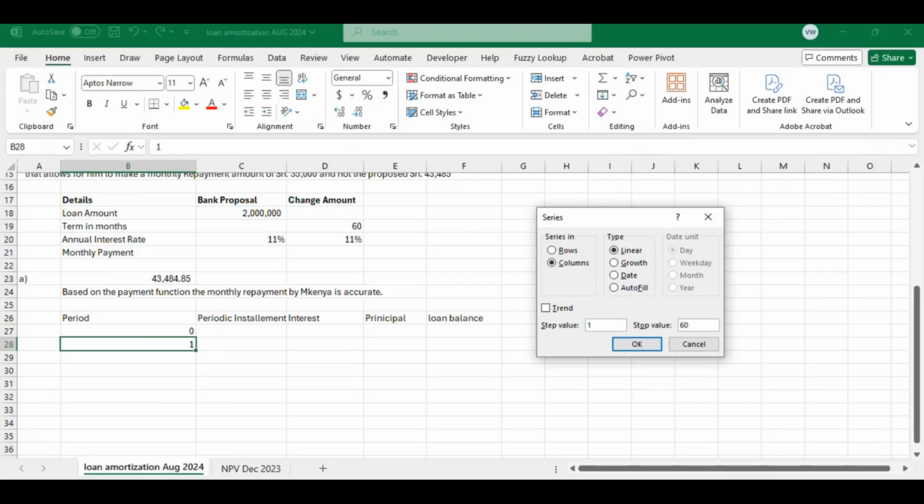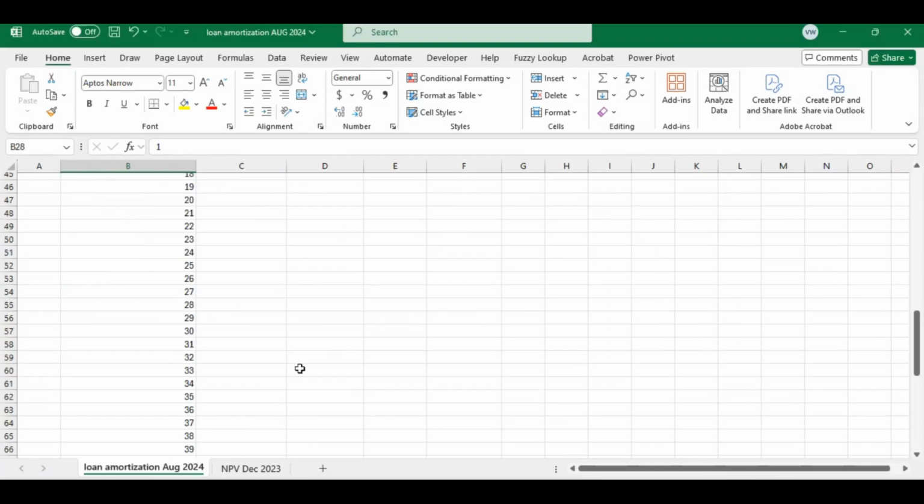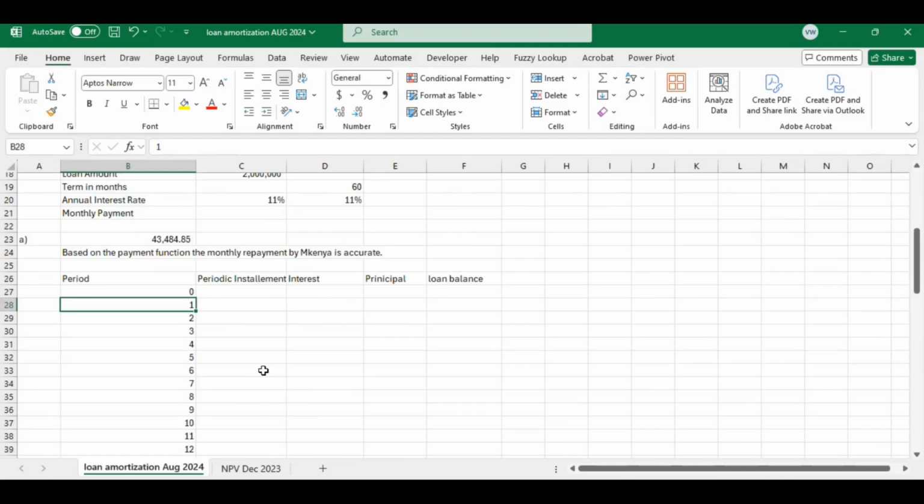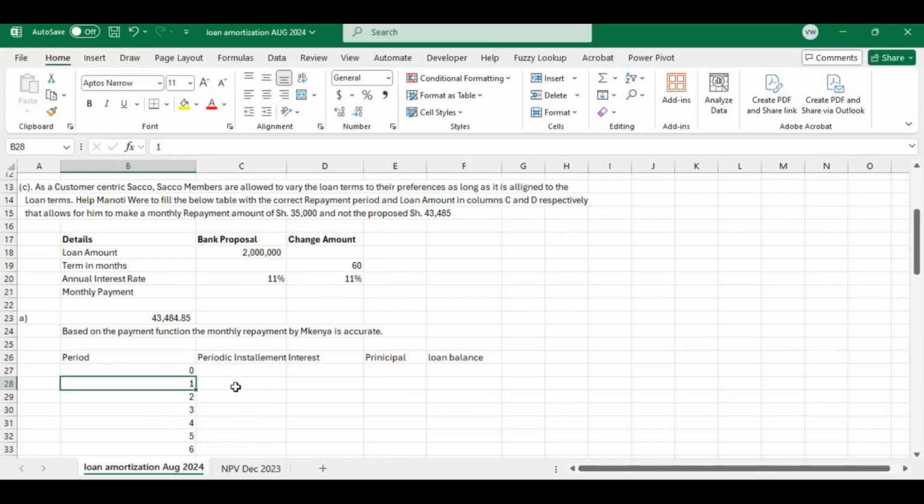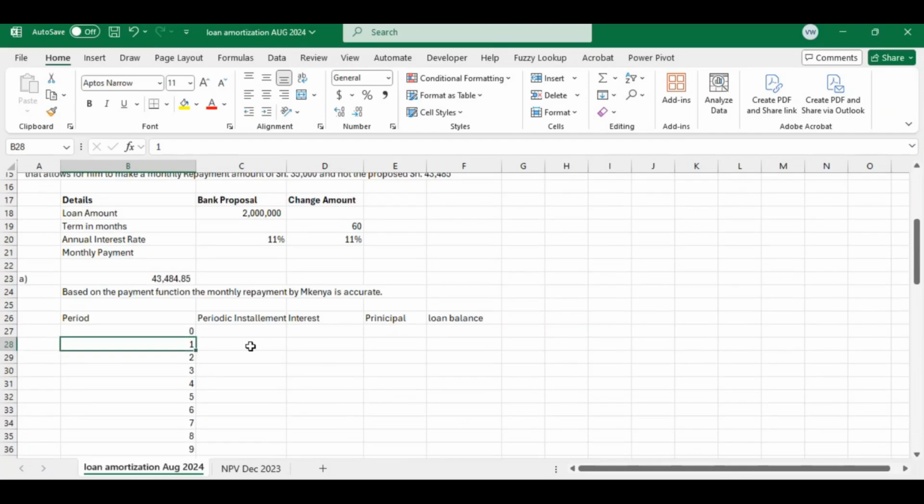If the step value was 2, it would have moved from 1 to 3 to 5. But when my step value is 1, it only moves one step. So if I set the stop value to 60, it moves from 1 up to 60. I just say okay, and you can see that we have 1 up to 60. If you wish, you can still drag and use the fill option. There is no problem, whichever works for you.